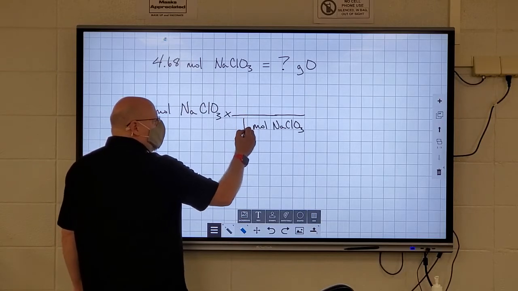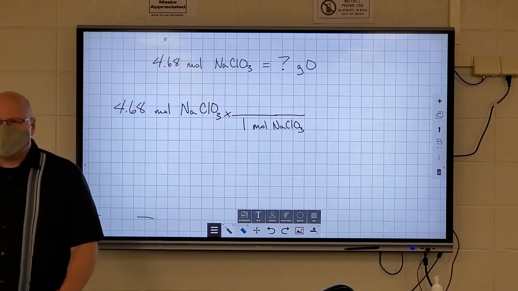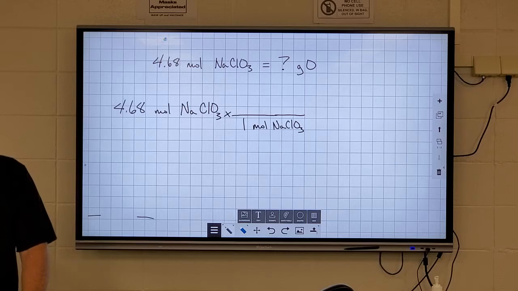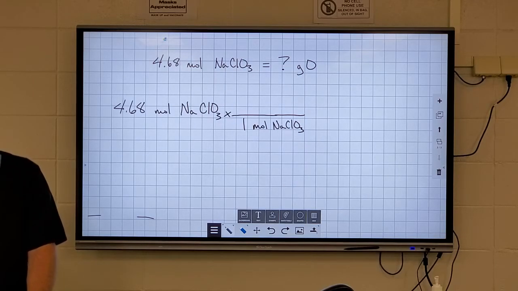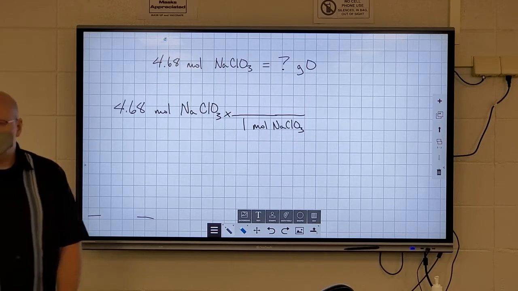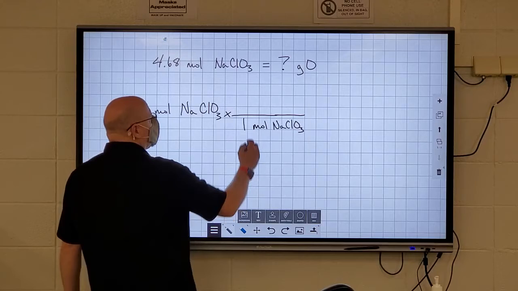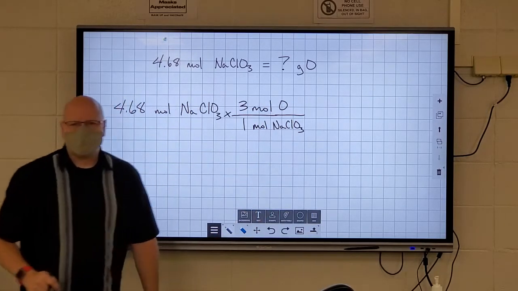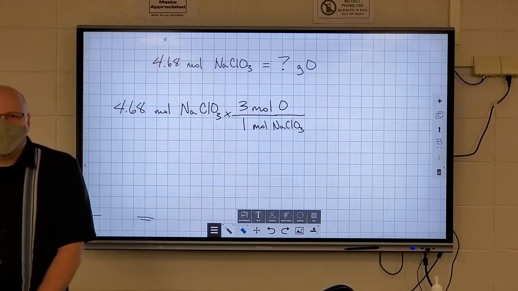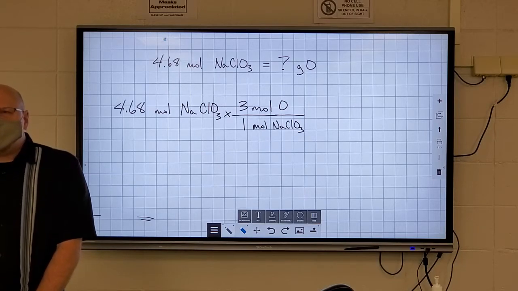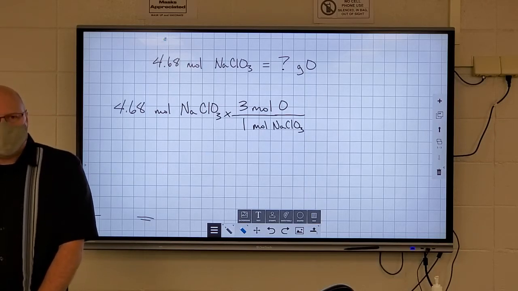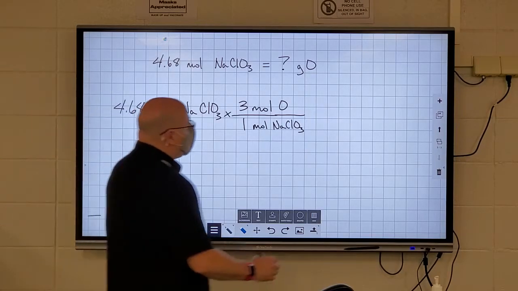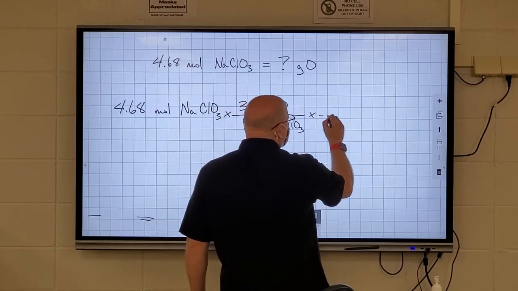If I had 1 mole of that compound, we just did this in the previous question, can I get to moles of just oxygen? Abby, what would it be? Would it be 3 moles of oxygen? Absolutely. Why is that important? Because that allows us to do our next and final step.